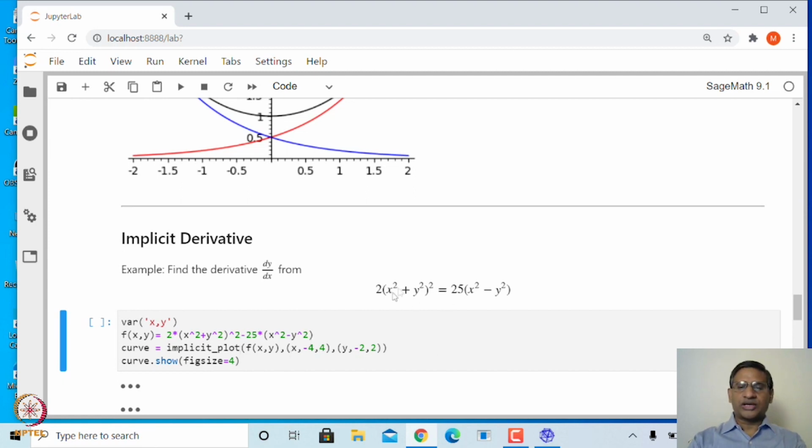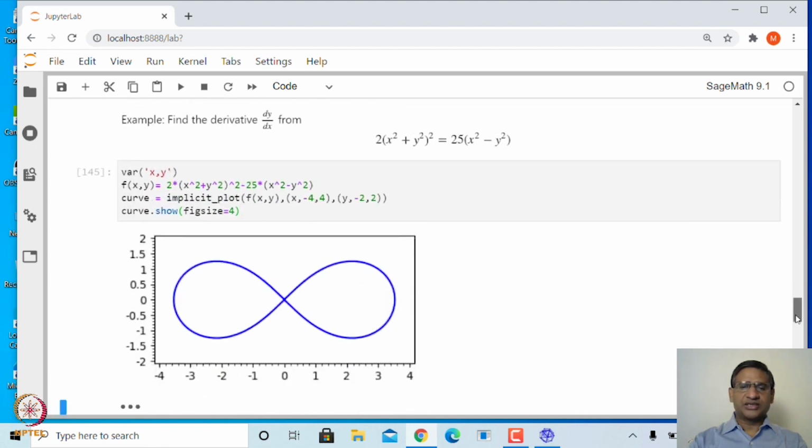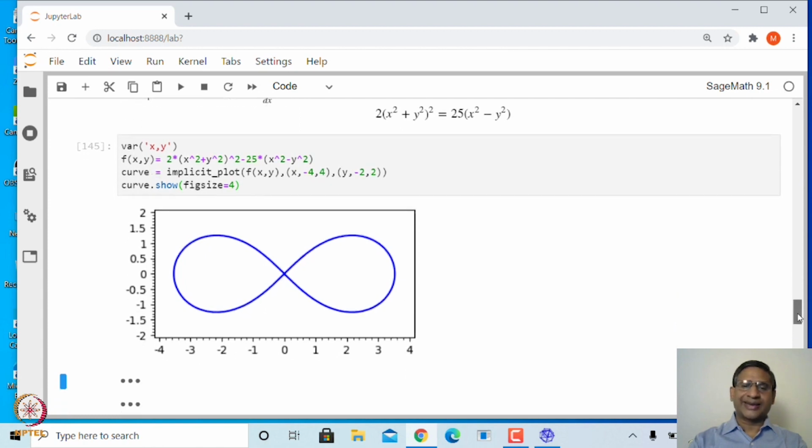But first let us plot the graph of this curve, which is represented by this equation, and we can use implicit plot. We have already seen how to use this. So if we plot the graph of this function, this is how it looks. It is a kind of infinity symbol. We also call this a figure 8.